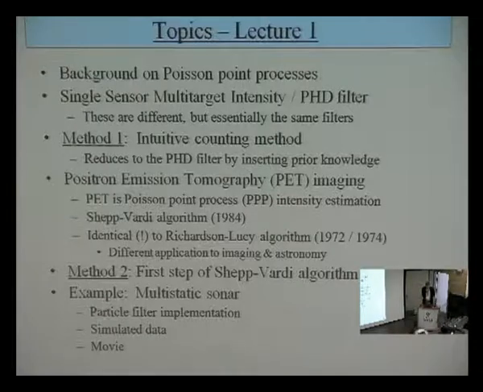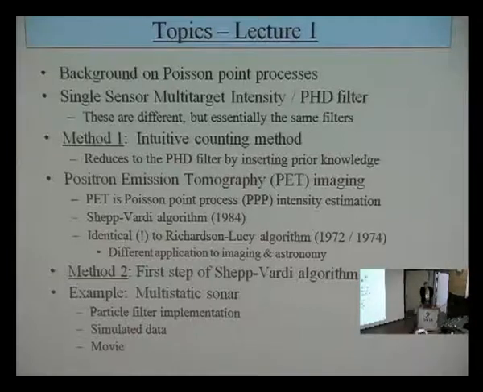So I'm going to derive it by 2 methods, one by an intuitive counting method, and that will be close to what you understand about point processes and the PHD filter. And then I'm going to skip to imaging, to tomography. It won't sound like tracking initially at all. I'm not going to derive, I'm going to at least expose the Shepp-Vardi algorithm, which dates to 1984 for tomography. Well, the PET tomography anyway, and then just point out that it's identical to the Richardson-Lucy algorithm, which was 10 years before that.